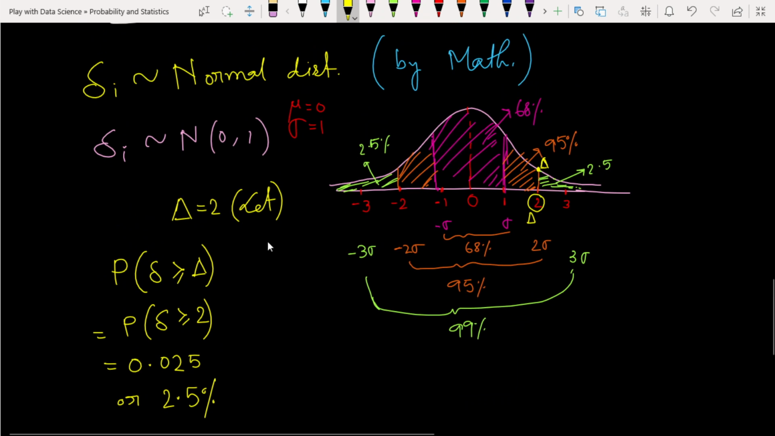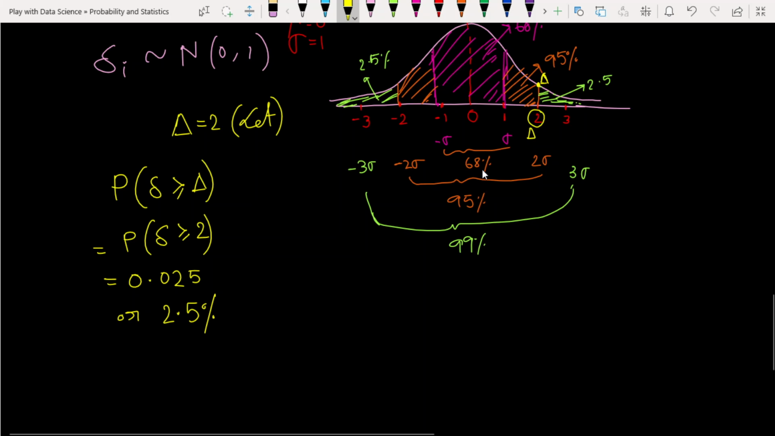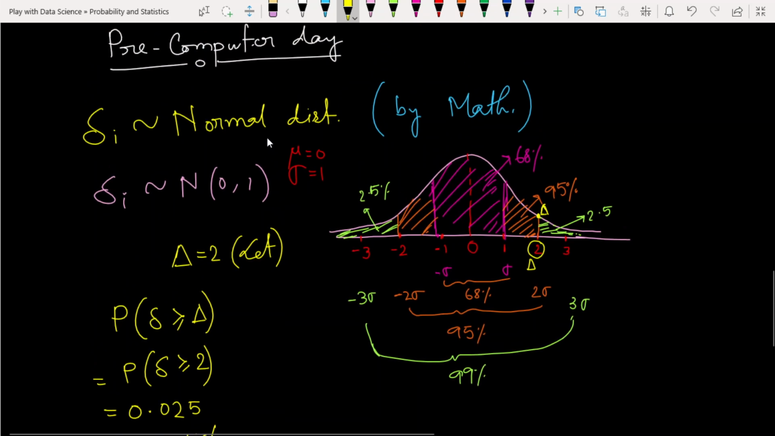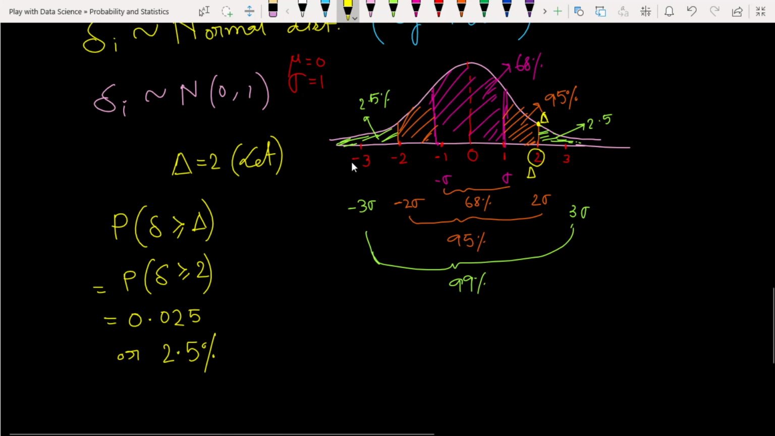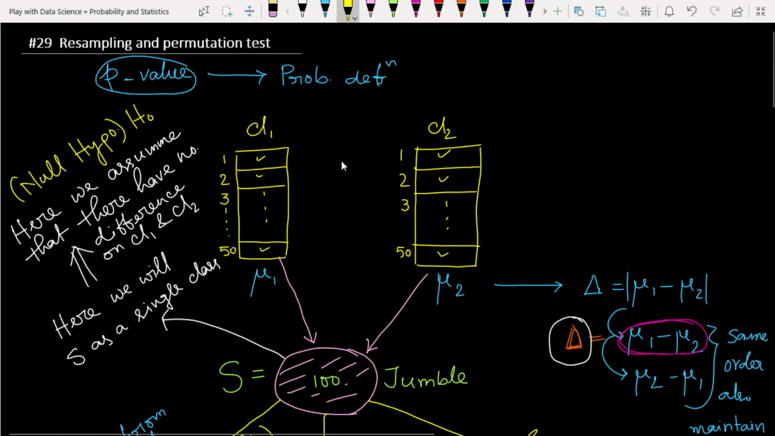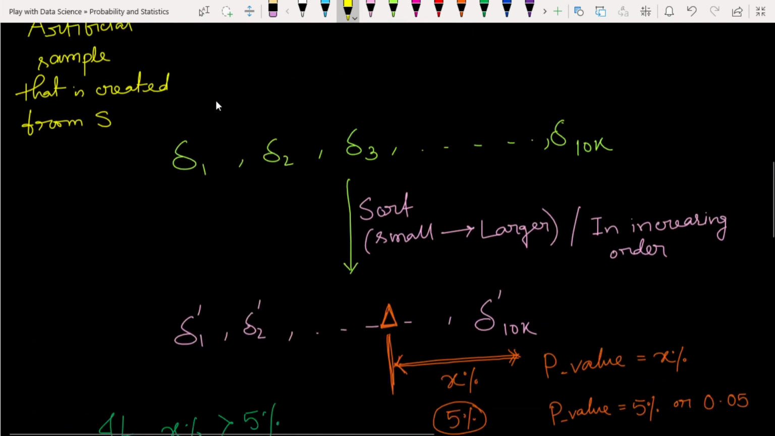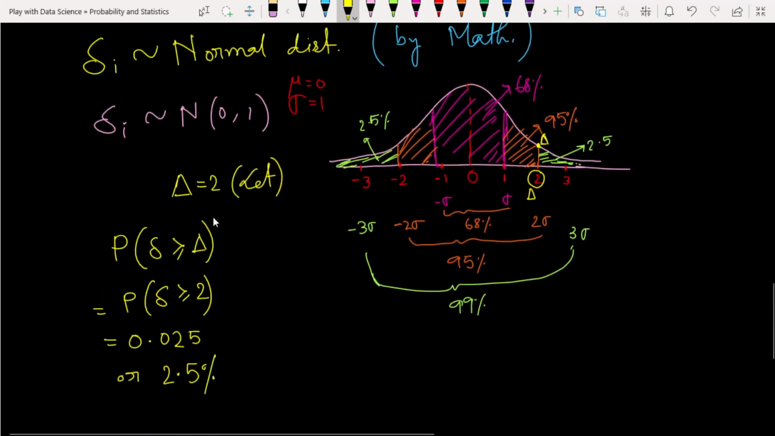Similarly, if the delta value is somewhere else, we can easily find how much this value will be. Based on these calculations, in the pre-computer days, engineers calculated the p-value simply by using this technique. I think you got the idea of how sampling, resampling or permutation tests are useful to calculate the p-value, and how these things were applied by scientists in pre-computer days.